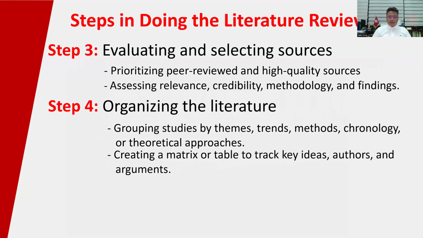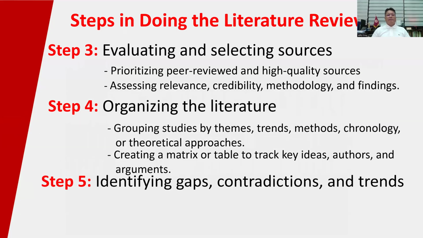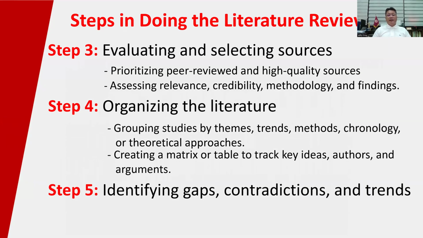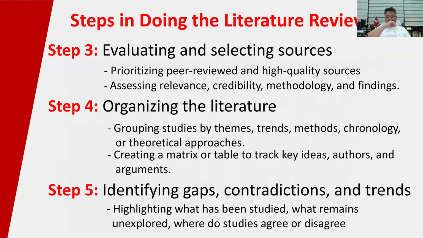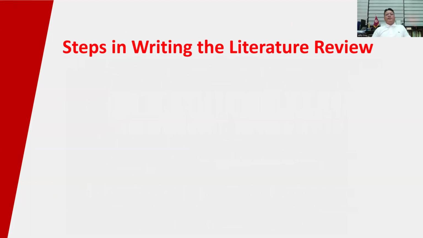And then there's creating a matrix or table to track key ideas, authors, and arguments. That still depends on your style. You don't need to explain that further. And then step 5, identifying gaps, contradictions, and trends, which involves highlighting what has been studied, what remains unexplored, where studies agree or disagree. And in relation to my discussion a while ago, identifying gaps is not the main concern in this research, but of course that's part of the steps in conducting a lit review. Yeah.